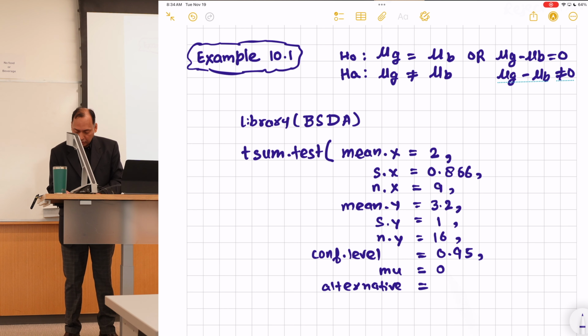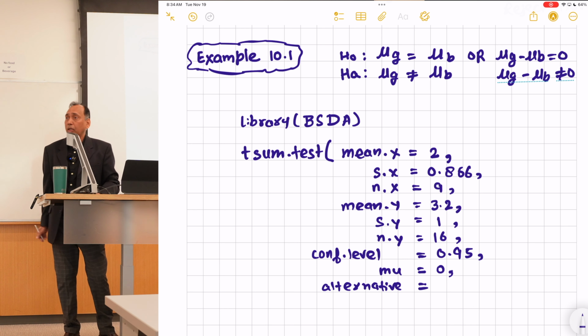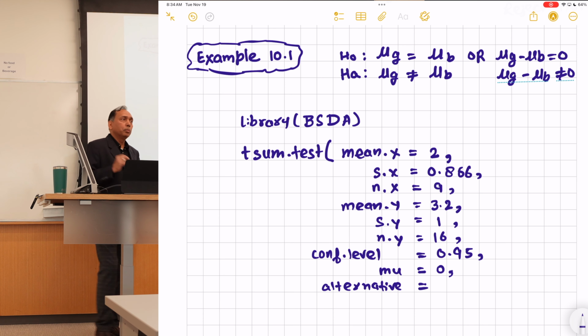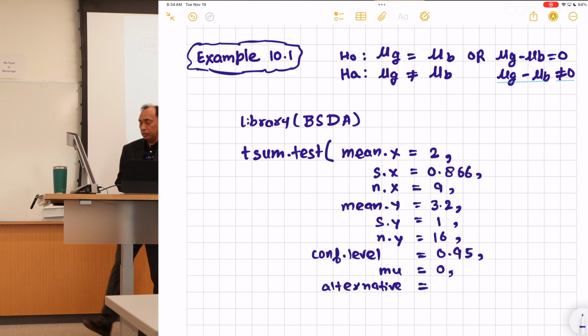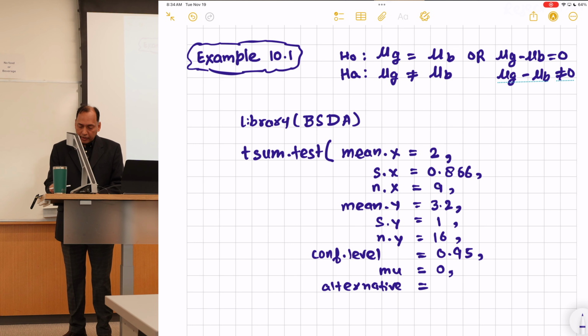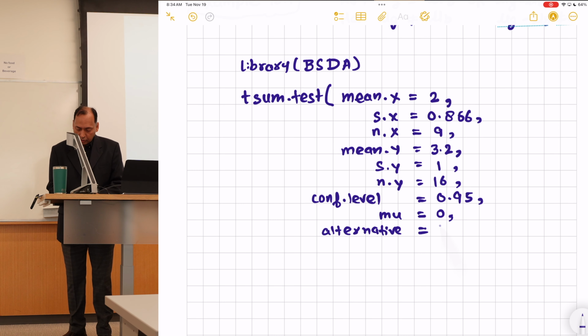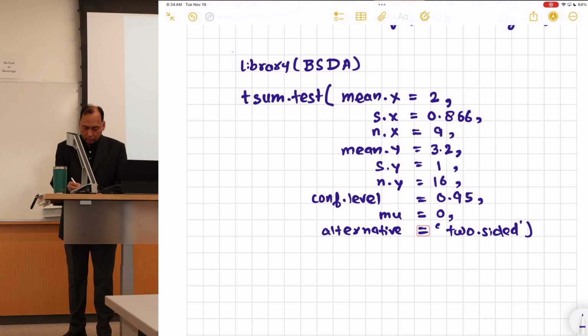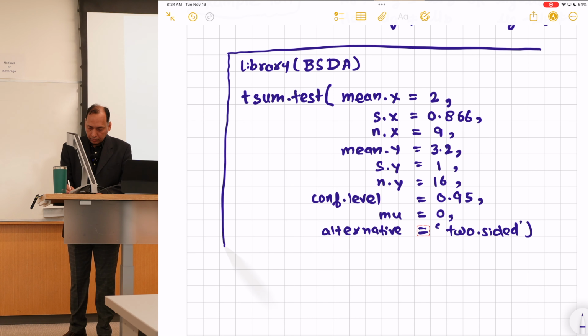That difference we use here to indicate that we are looking to compare the two means and see whether they are same or not. And alternative is two-sided because we are using not equal to. So within quotes we say two-sided.